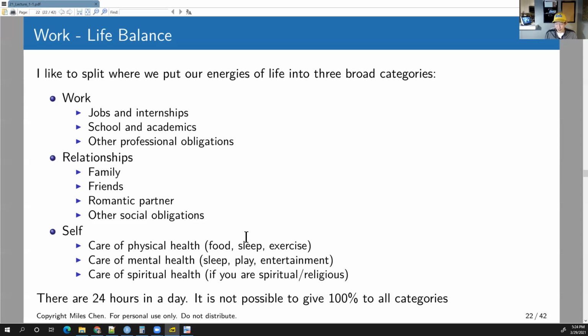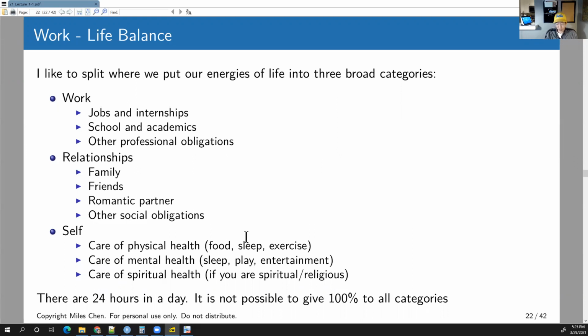And I would say, kind of just broadly speaking, our time and energy can go into kind of 3 large categories. One would be kind of work, which would be school or your job or other kind of professional obligations you have. Another category would be your relationships, and that would be your friends and your family, a romantic partner maybe, or other social obligations that you have. And then the other category is yourself, okay? And care of your physical self, care of your mental health, and care of your spiritual health.